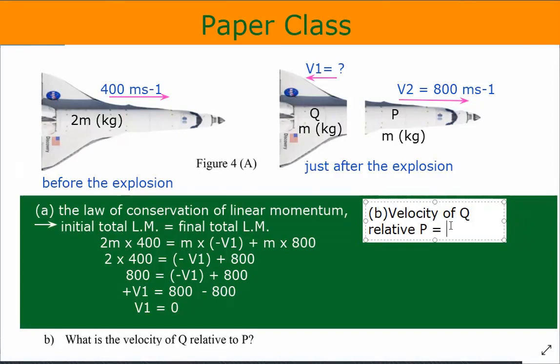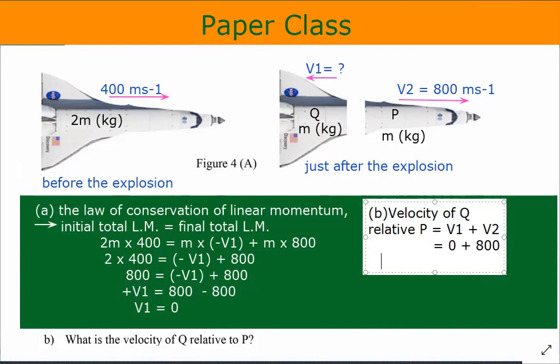Another simple idea of relative velocity. P and Q are moving along the same path in opposite directions. Therefore, the relative velocity is just the summation of V1 and V2, their velocities. So what is V1 there? We have found V1 as, Lamai? 0. 0, sir. What is V2? 800 meters per second. You see the upside here. 0 plus 800 is 800.